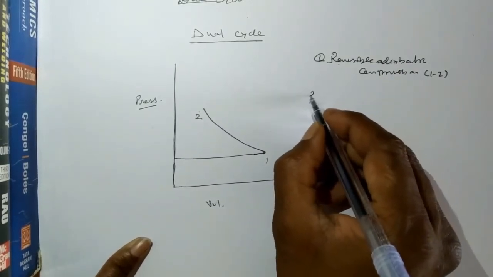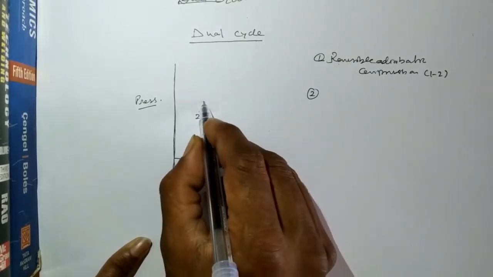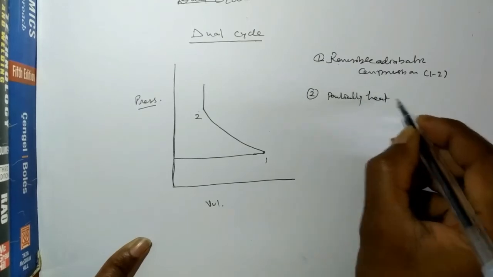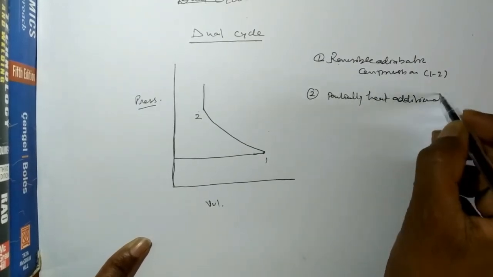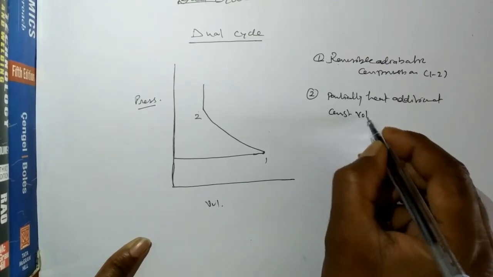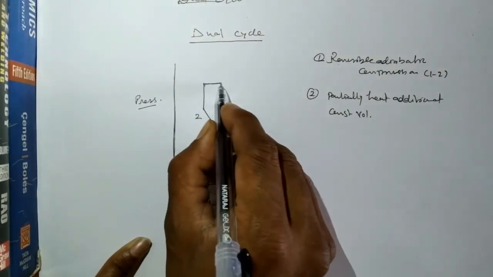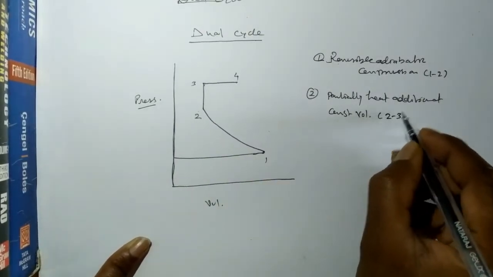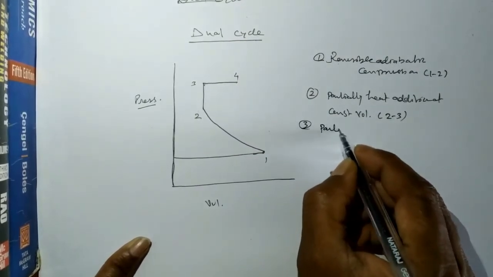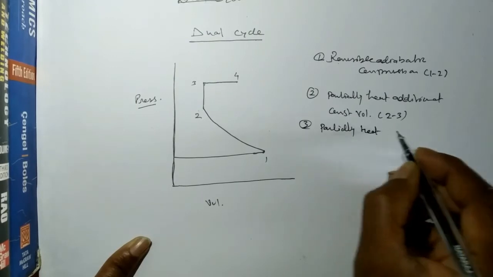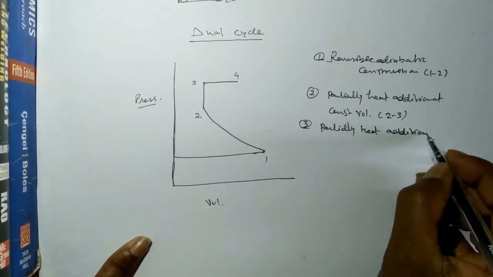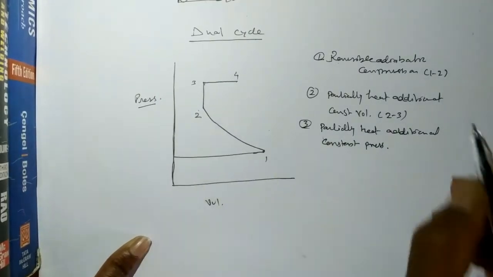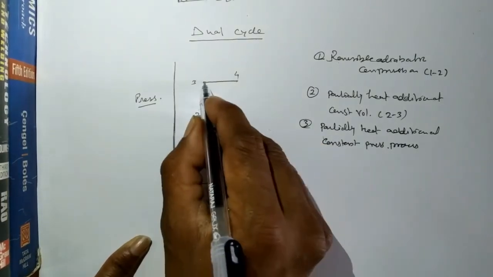And second process, partially heat addition at constant volume process, and partially heat addition at constant pressure process, that is 3 to 4.